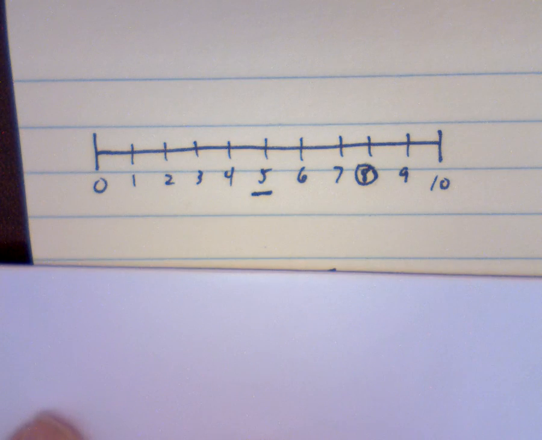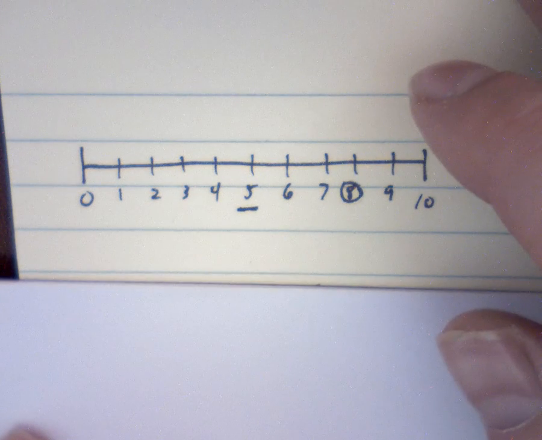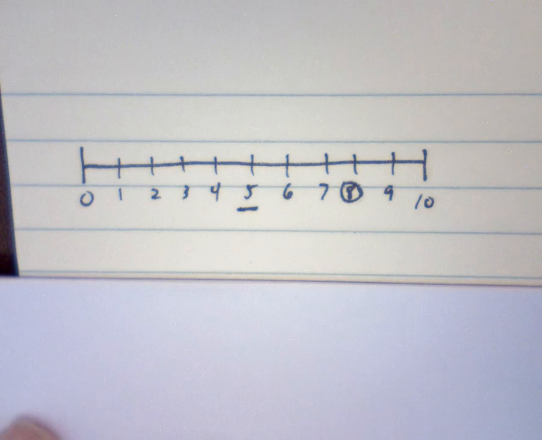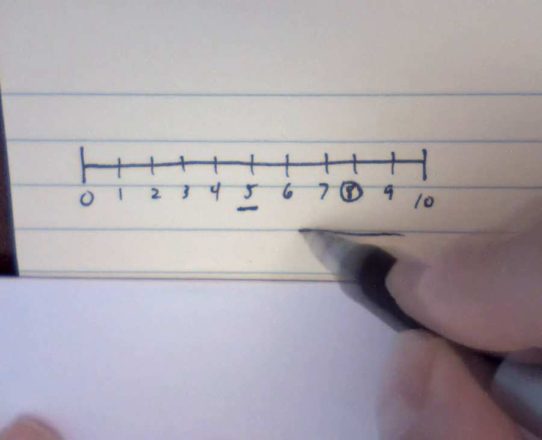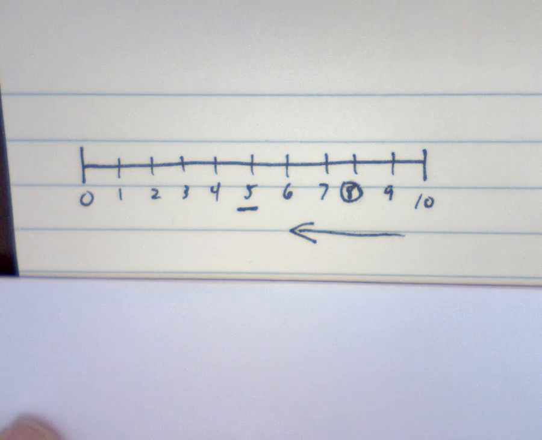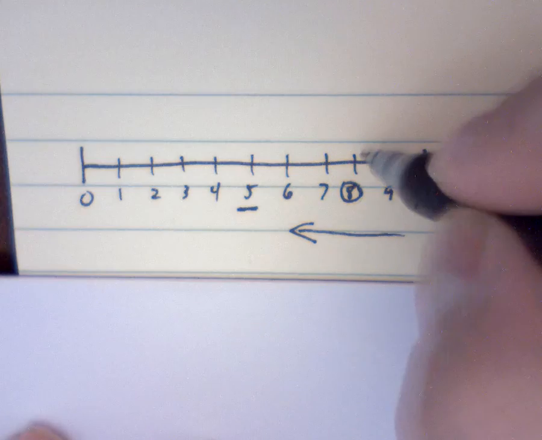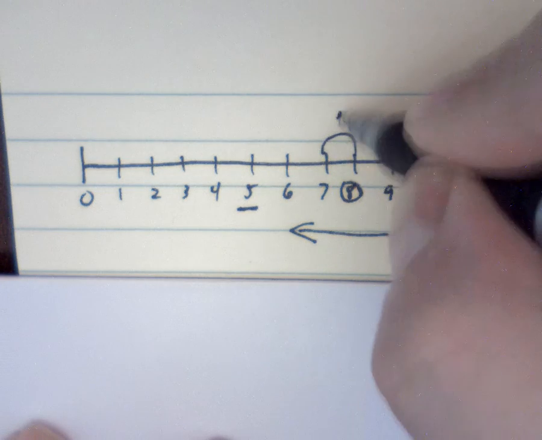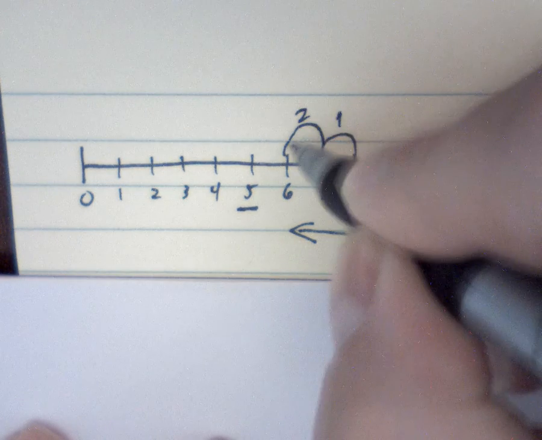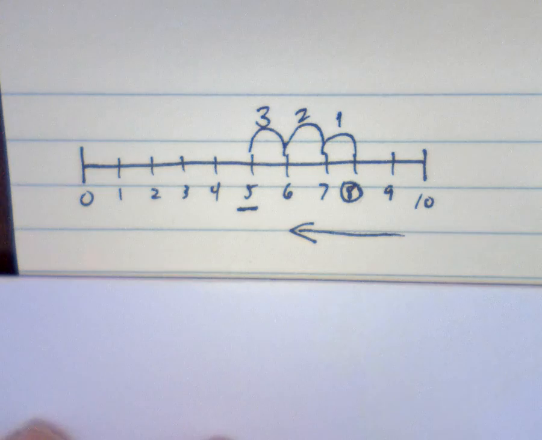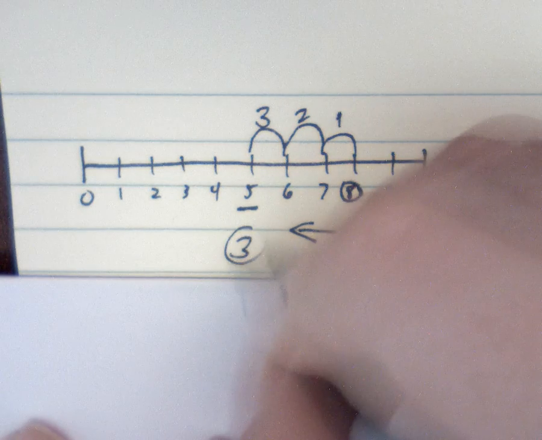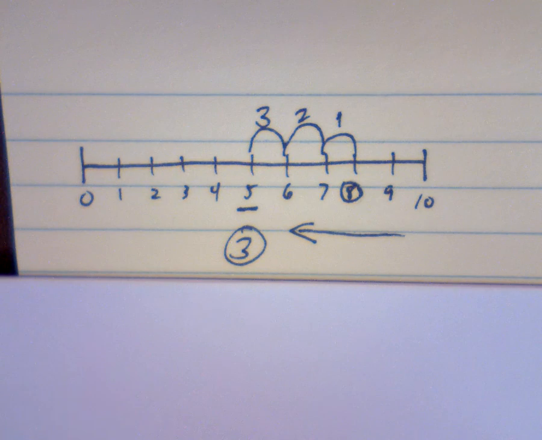What number am I? What we're basically going to be doing is counting backwards, going from the higher number to the lower number. So we're going to skip count. 1, 2, 3. The number is 3. So if we subtract 3 from 8, we get 5.